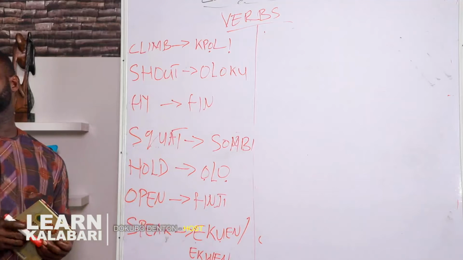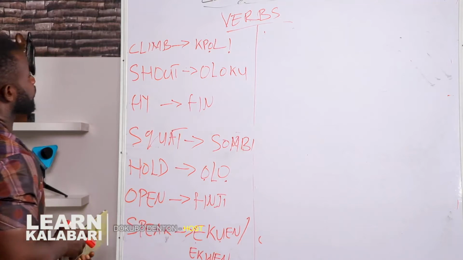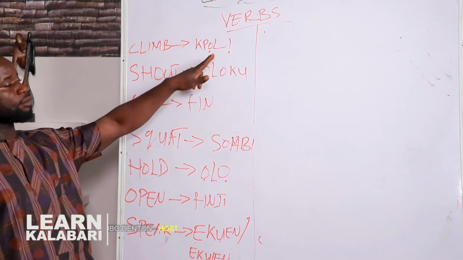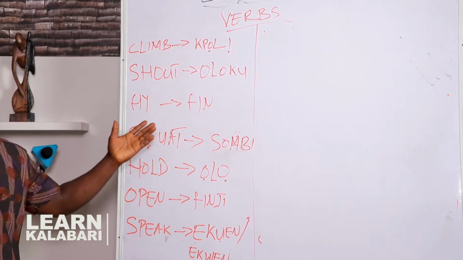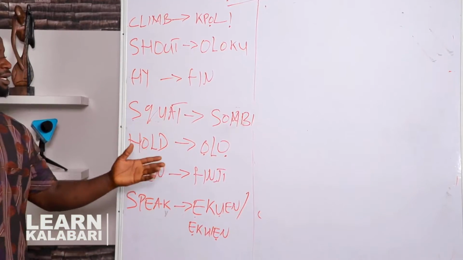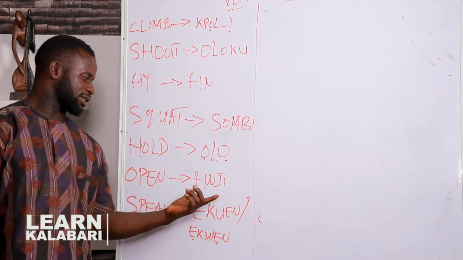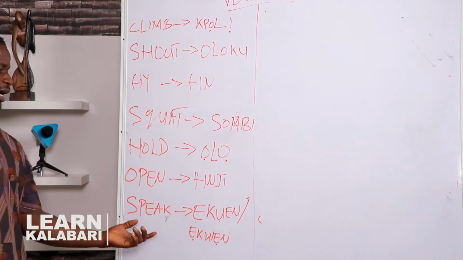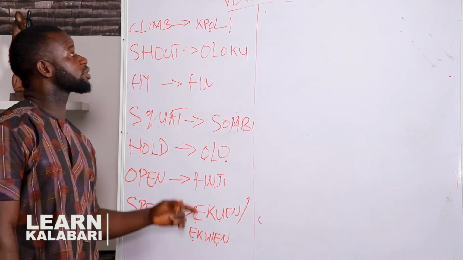So far we have some verbs on our list. We have climb as poly, shout as oloku, fly as fin, squat as sumbi, hold as olo, open as finji, speak as ekwen. The writer provided two good spellings for us.